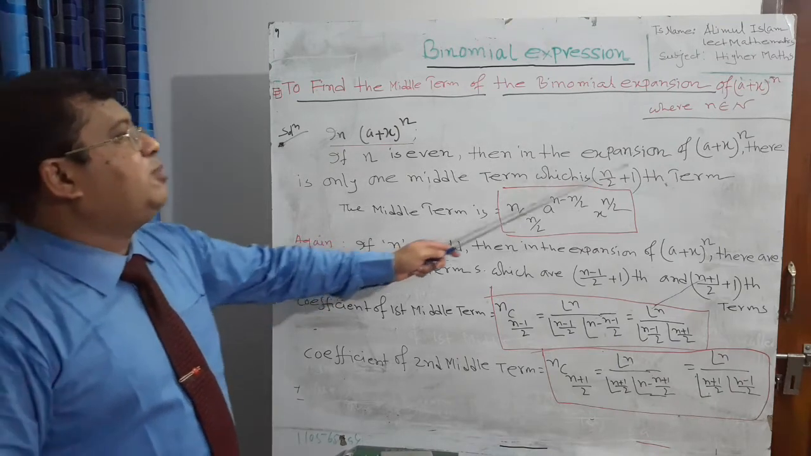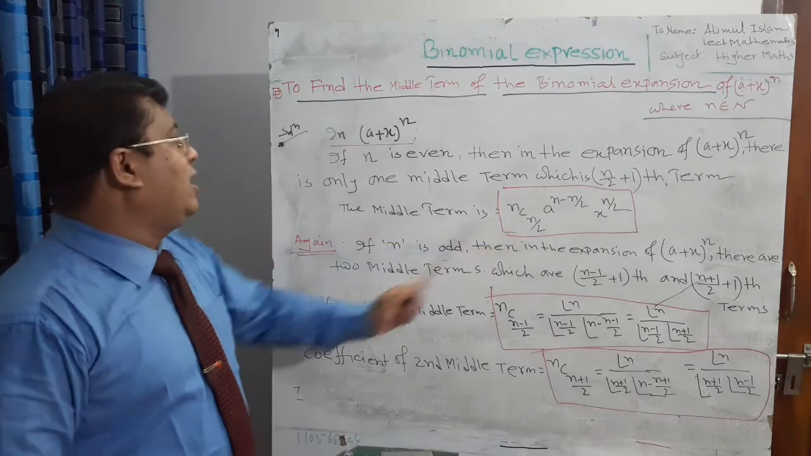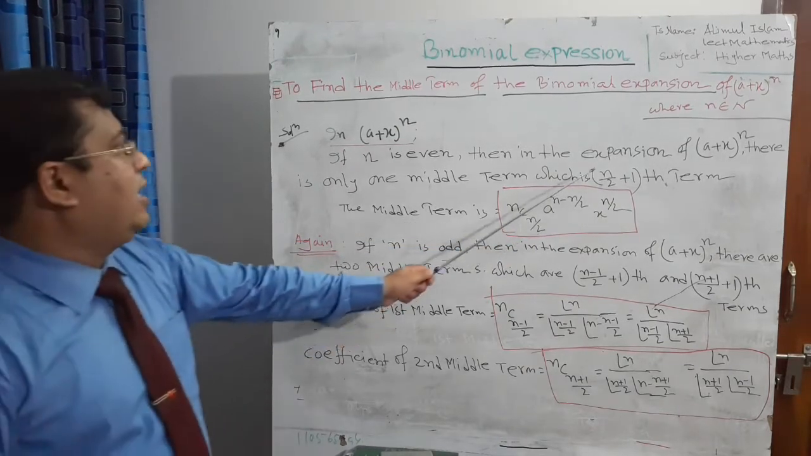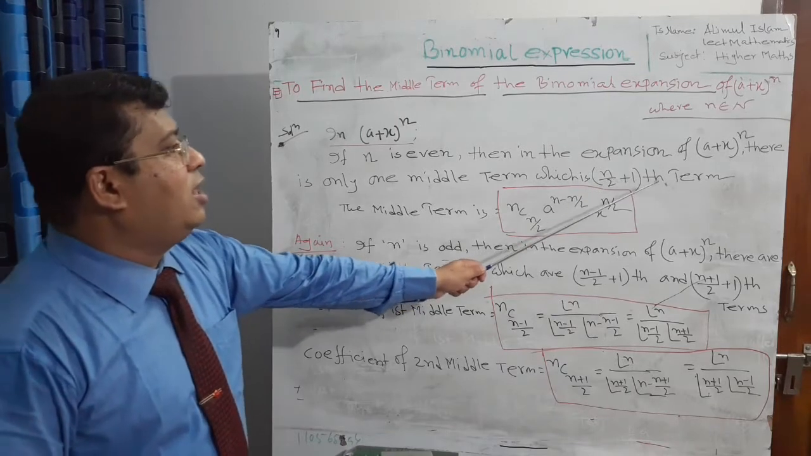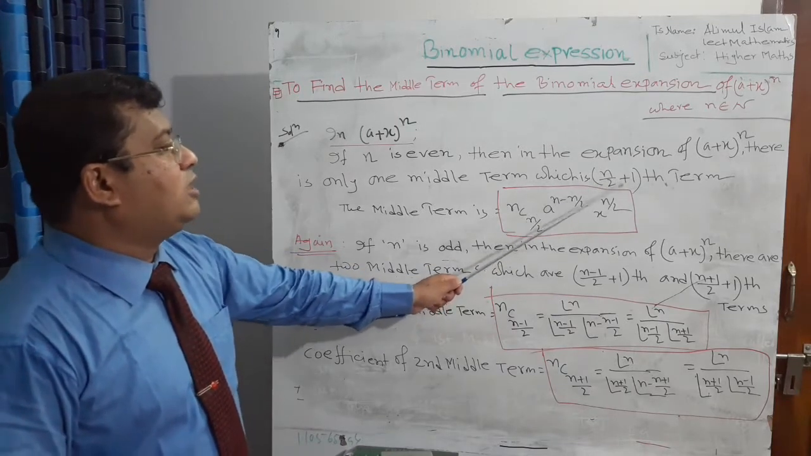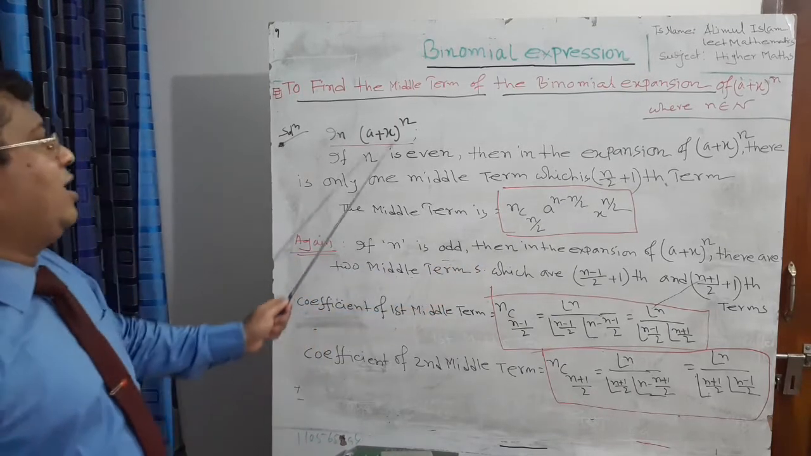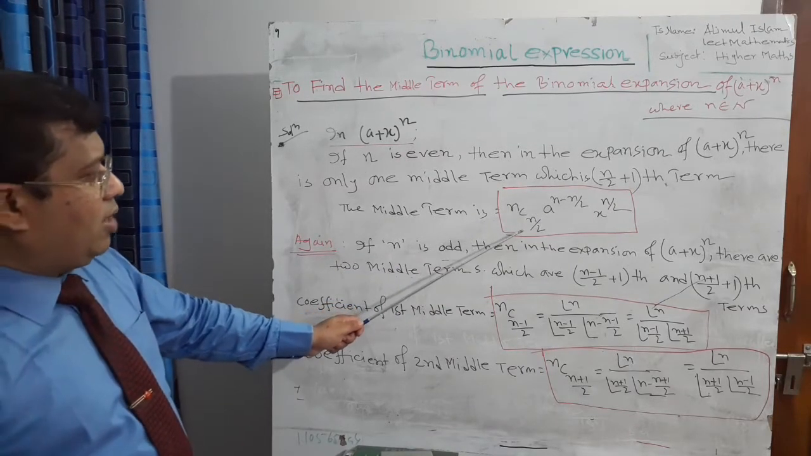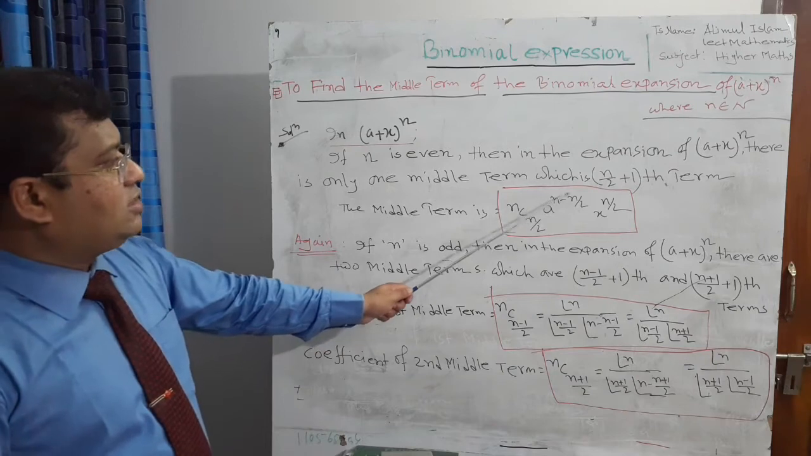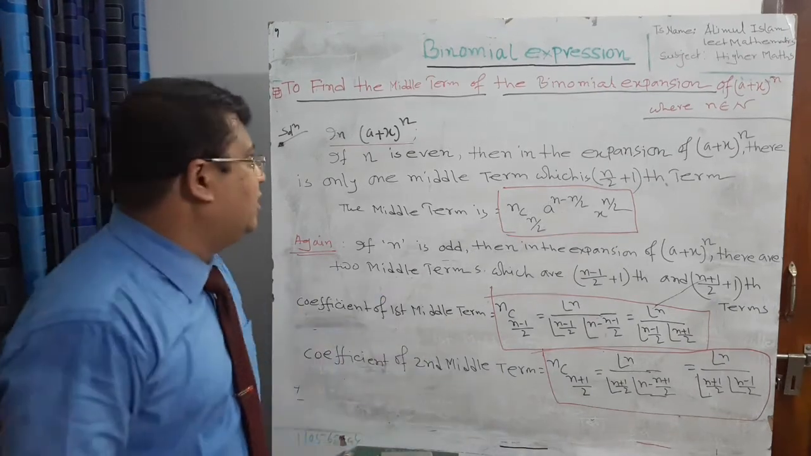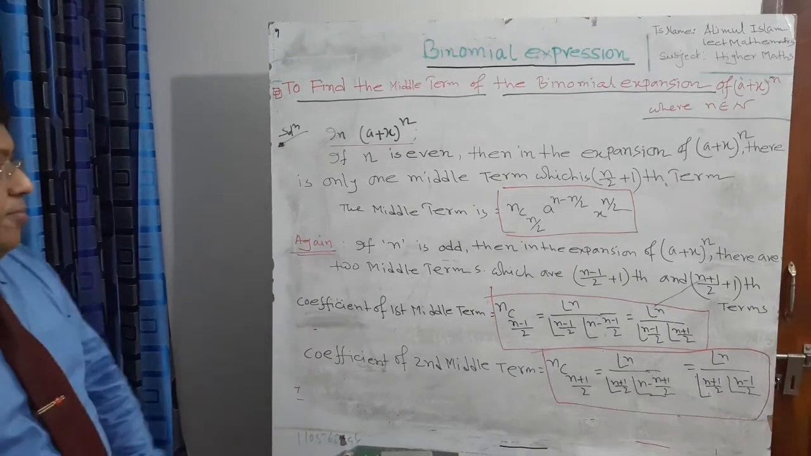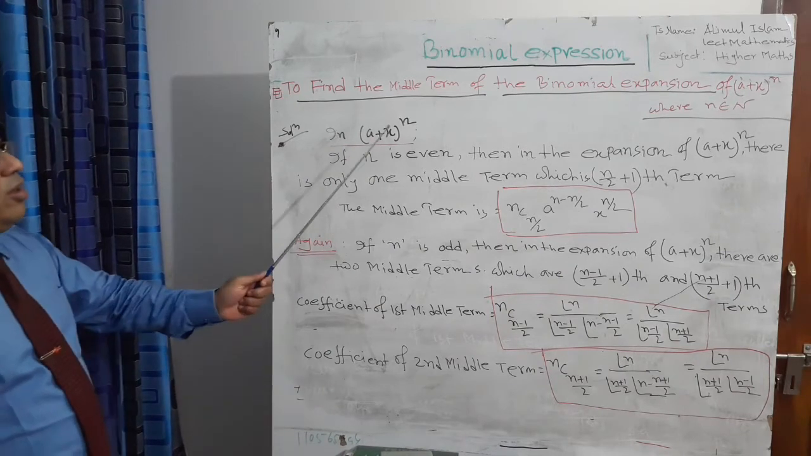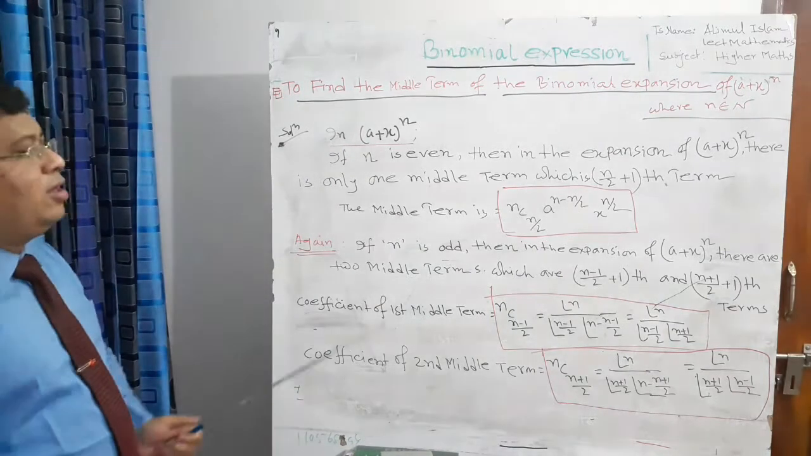then in the expansion of (a + x)^n, there is only one middle term, which is the (n/2 + 1)th term. The middle term is nC(n/2) a^(n−n/2) x^(n/2). It is so when n is even. Again, another case: n may be odd.